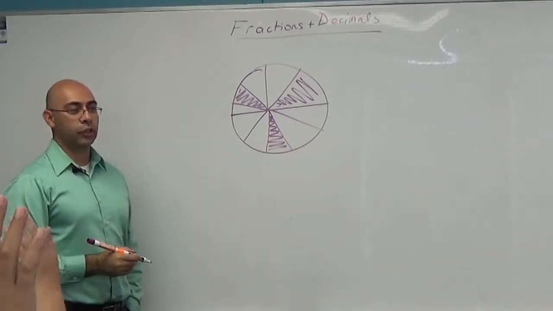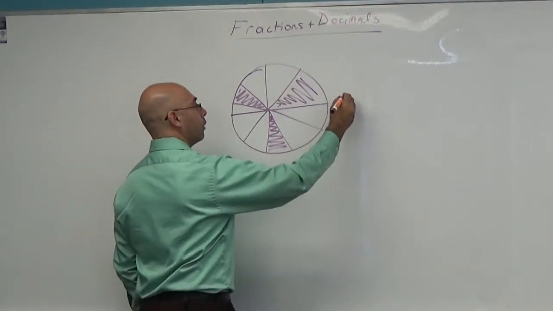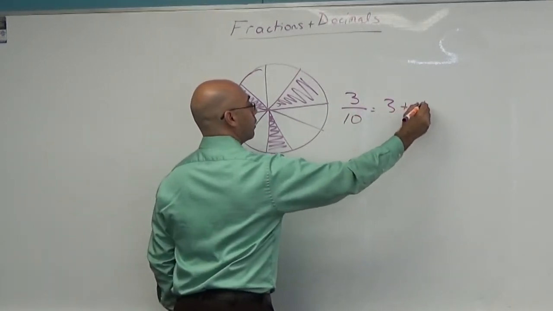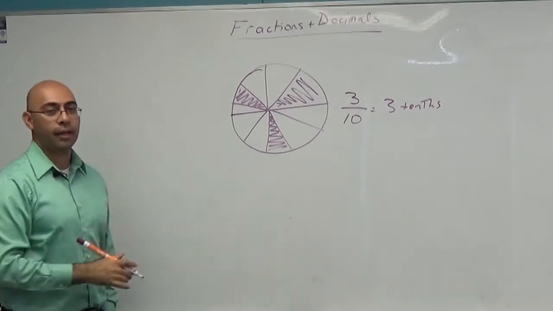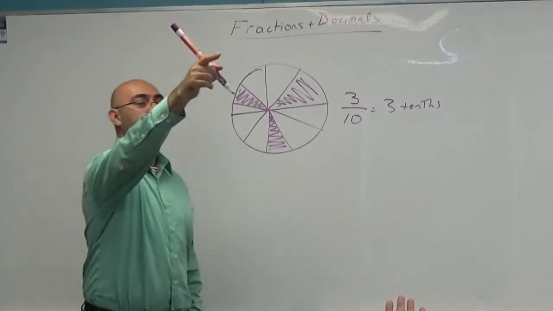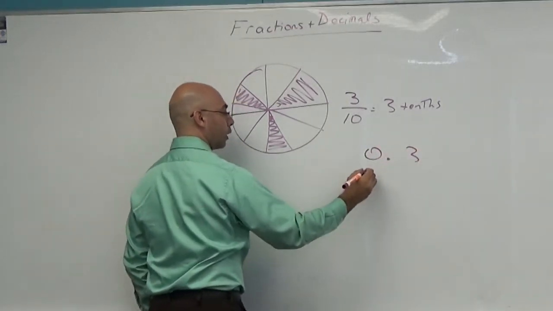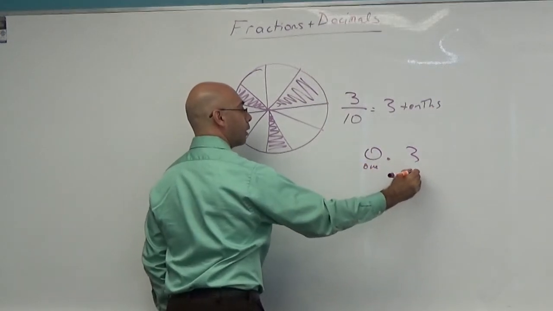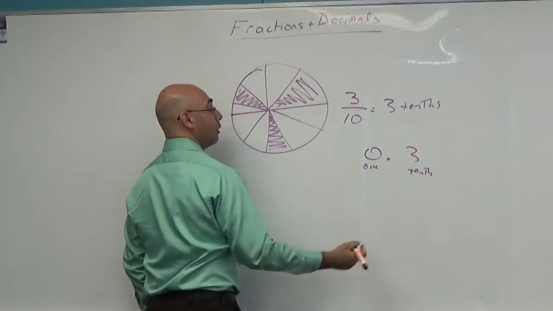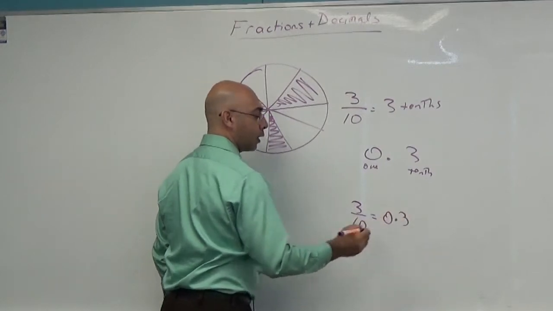How would I write that as a fraction? Yes? 3/10. All right, 3/10. Well, if that's the case, how would I write this as a decimal then? Yes, ma'am. 0.3. Let's check. That's the ones place. That's the 10th. Oh, good. So you want the 3 in the 10th place. So yes, 3 over 10 is the same as 0.3.